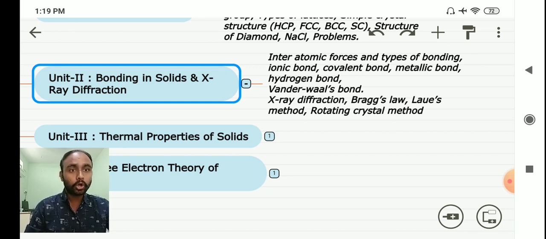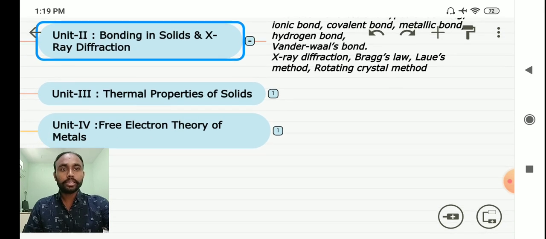Next one is Bragg's law. Bragg's law is utilized in the X-ray diffraction method; on the basis of Bragg's law, scientists developed the X-ray diffraction method. As I said, we have other methods too: Laue's method, then the rotating crystal method. Basically, all these methods scan the material to understand the arrangement of atoms within it. This is the second unit, bonding in solids and X-ray diffraction.